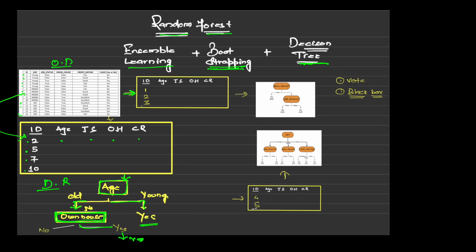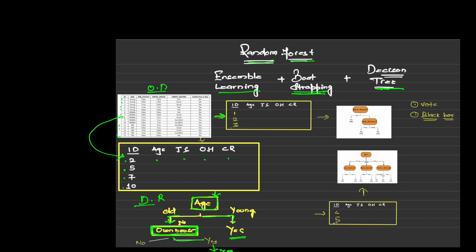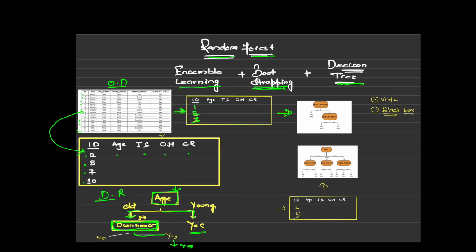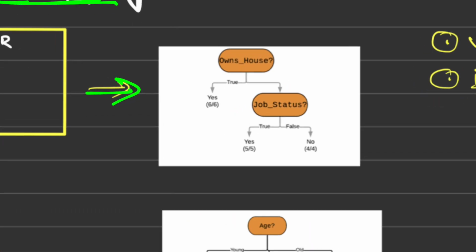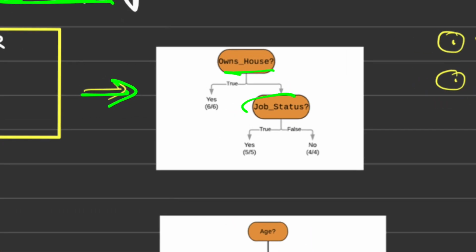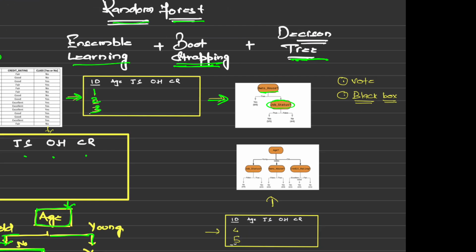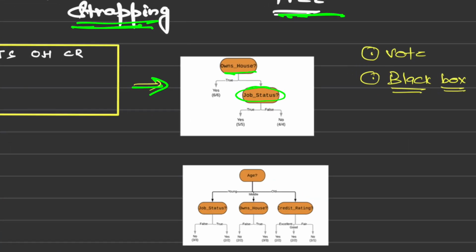Now then again you bootstrap. What is the meaning of bootstrap? You randomly select, say, 3 data points, then you create a decision tree. Now this decision tree is a very simple decision tree. Own the house, job status, that's it. So if the person owns the house, okay, give the loan. If not, check for the job status. If yes, give the loan.